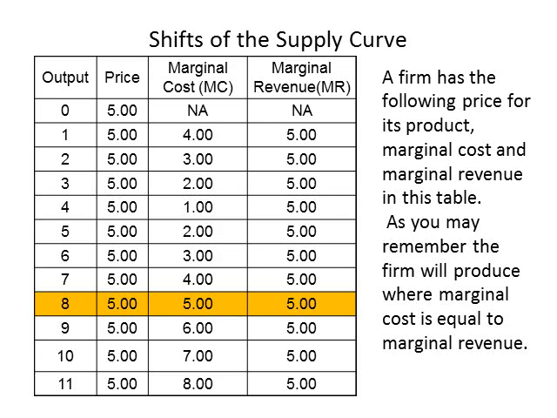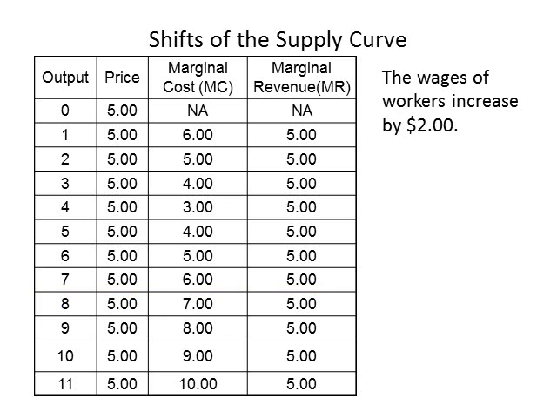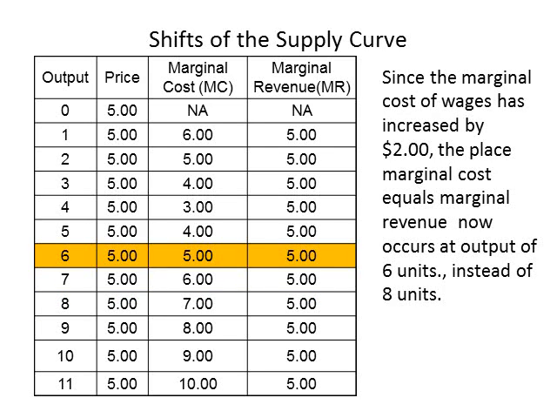A firm has the following price for its product, marginal cost, and marginal revenue in its table. As you may remember, the firm will produce where marginal cost is equal to marginal revenue, in this case $5, at 8 units of output. The wages of the workers increased by $2. Since marginal cost of wages have increased by $2, the point where marginal cost equals marginal revenue now occurs at an output of 6 units instead of 8.